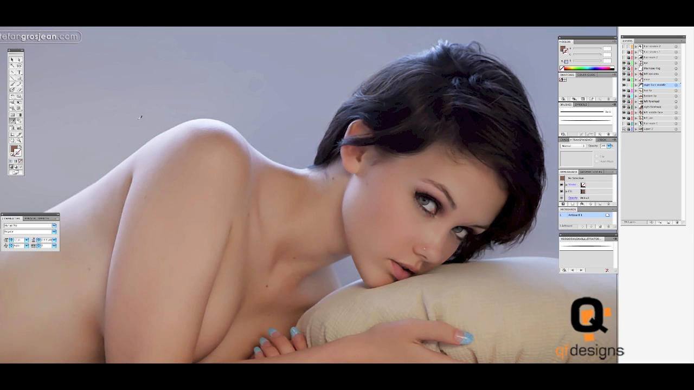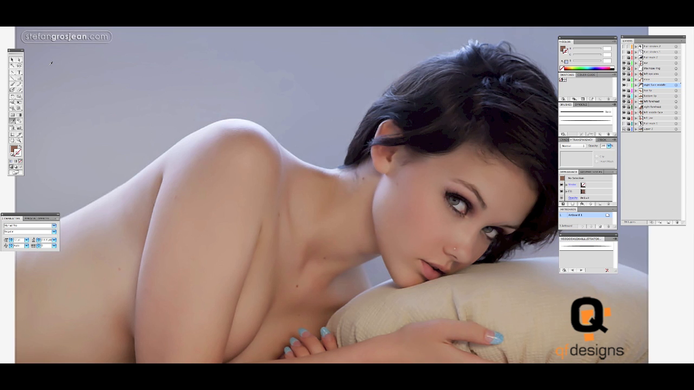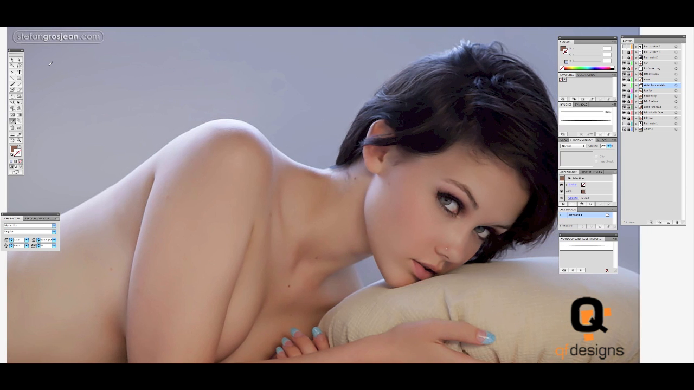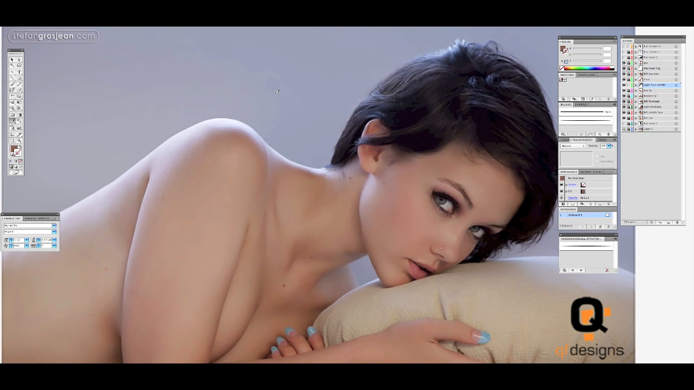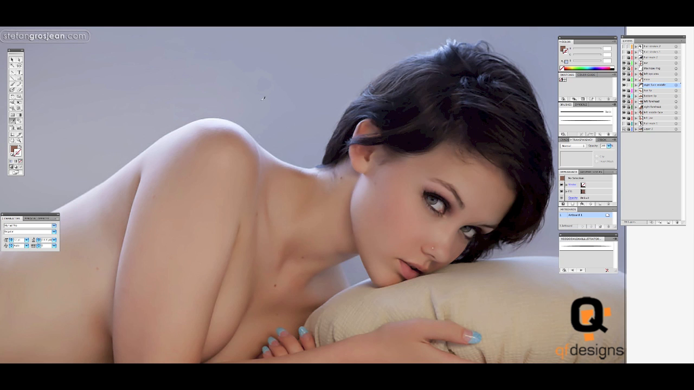This is a picture by Stefan Grosjean, and his website is stefangrosjean.com, so go check out his wonderful photographs. It was used with permission, so don't use nobody's photos without them verbally giving you permission or written permission, some kind of permission. All right, what we did here is, this is the original photo.